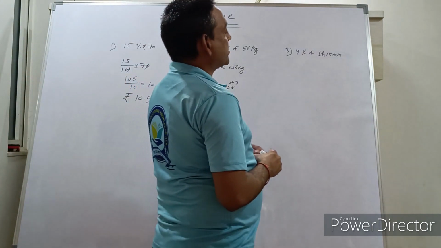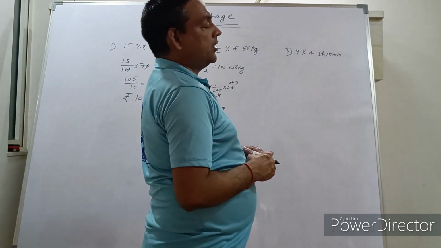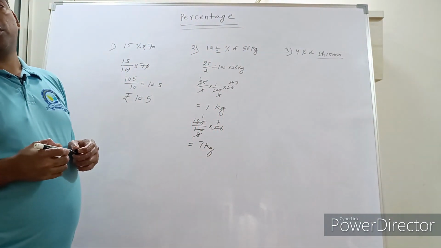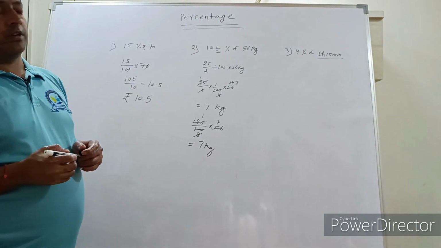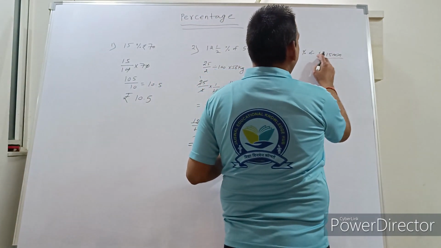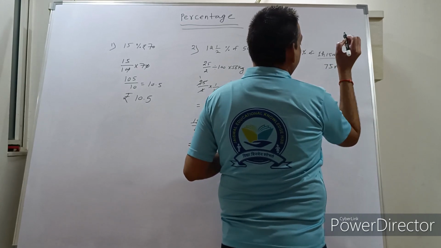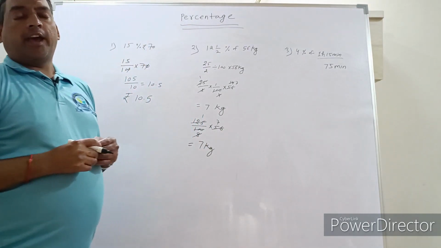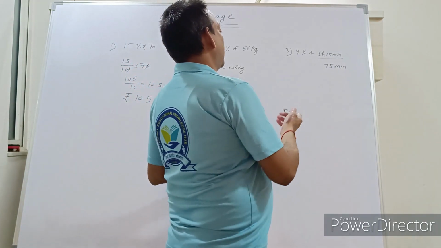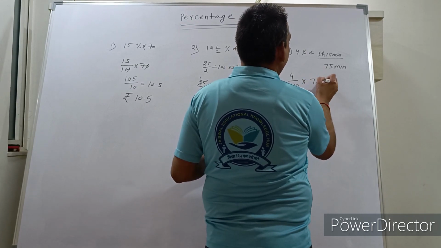Next one is 4% of 1 hour 15 minutes. Okay, 4% of 1 hour 15 minutes. Now for 1 hour 15 minutes, the first thing is to convert into a single unit, because we have hours as well as minutes. So we'll convert 1 hour 15 minutes everything into minutes. 1 hour is 60 minutes plus 15, so this is nothing but 75 minutes. Now the same way, 4 upon 100 multiplied by 75 minutes.